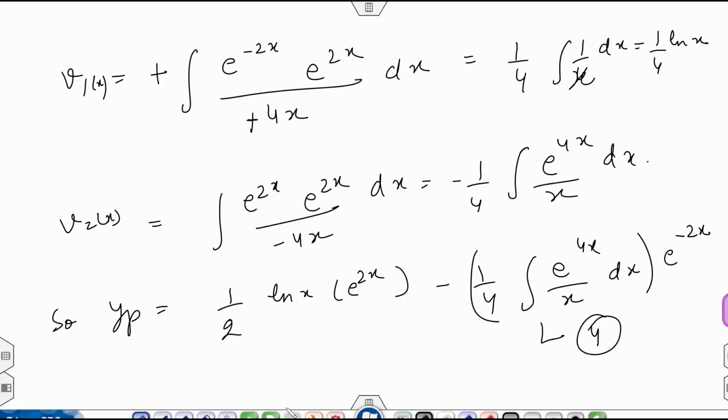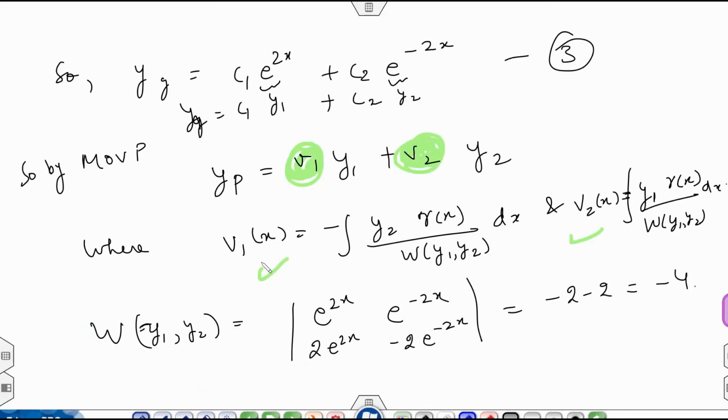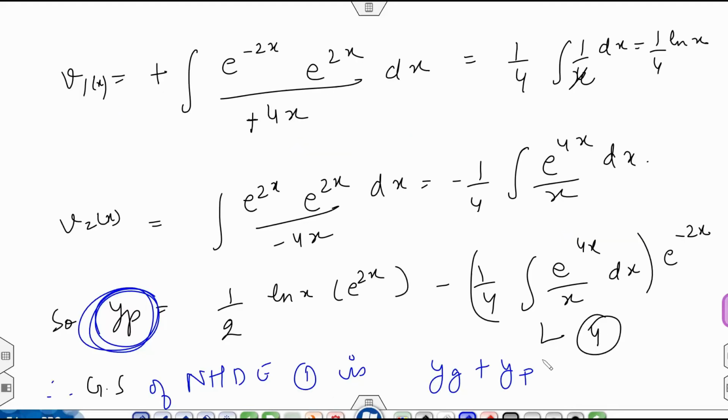So what will be the general solution of the non-homogeneous differential equation? It is yg plus yp. So here we are getting yp, and over here we have already found yg. So from equations 3 and 4 you can put the values of yg and yp, and you will get the general solution of the asked non-homogeneous differential equation.